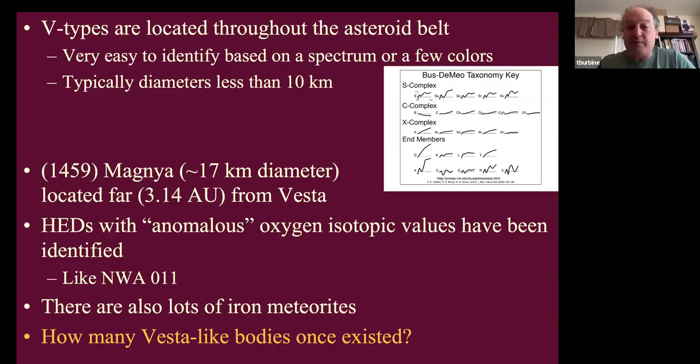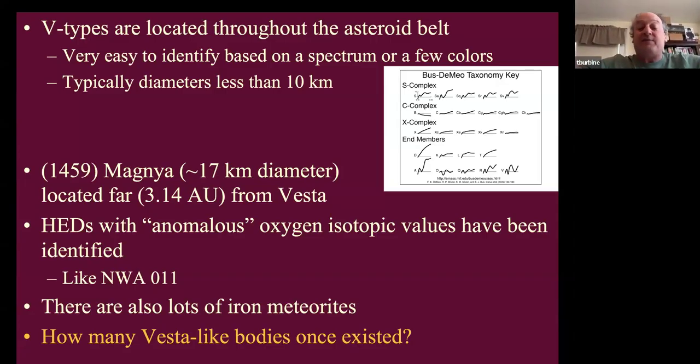And while all this was happening, they had found some HEDs with anomalous oxygen isotope values that weren't similar to the typical HEDs. The most famous one is NWA 011. This is Northwest Africa. If you take the oxygen isotopic values, it didn't match the typical HEDs. And there are also a lot of iron meteorites.